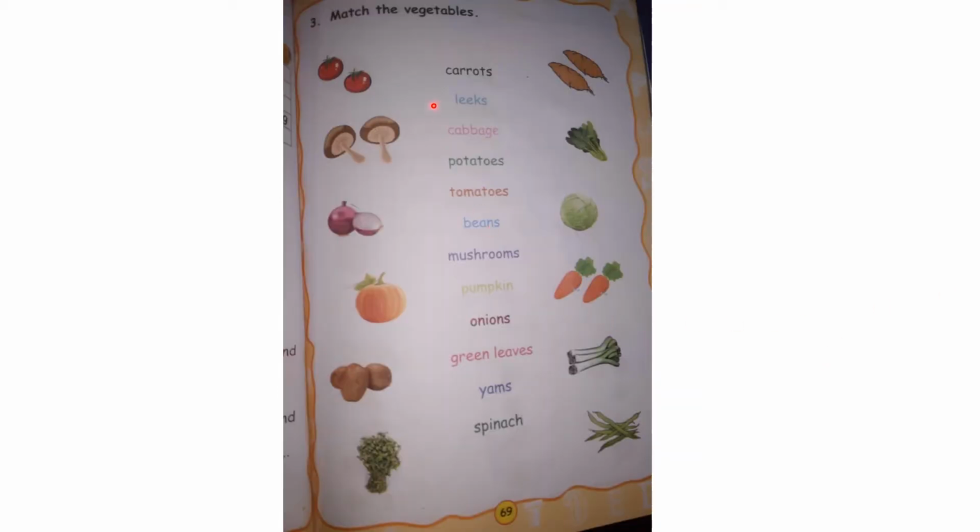So write the answers. Now here you have to match the vegetables. You know the names of the vegetables, so you have to read them and match. Carrots, leeks, cabbage, potatoes, tomatoes, beans, mushrooms, pumpkin, onions, green leaves, yams, spinach. Read and match with the proper picture.